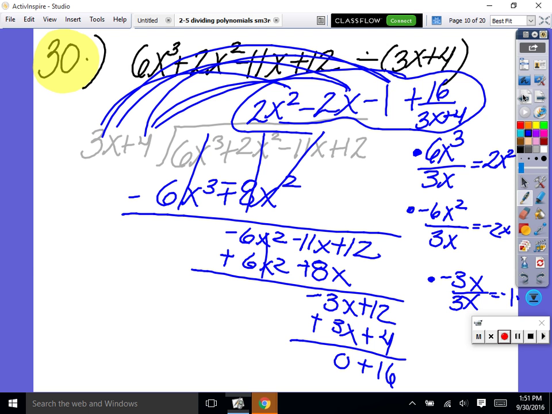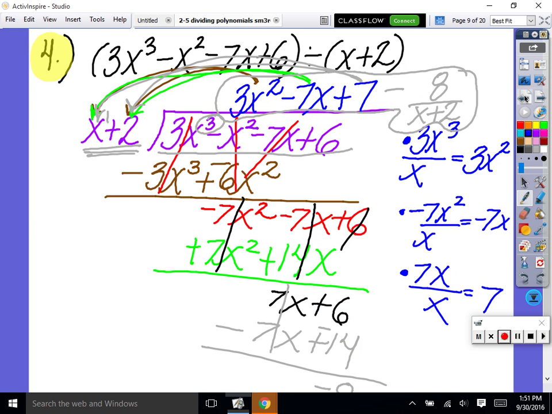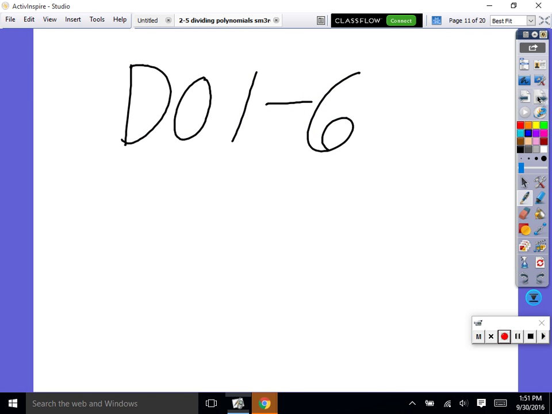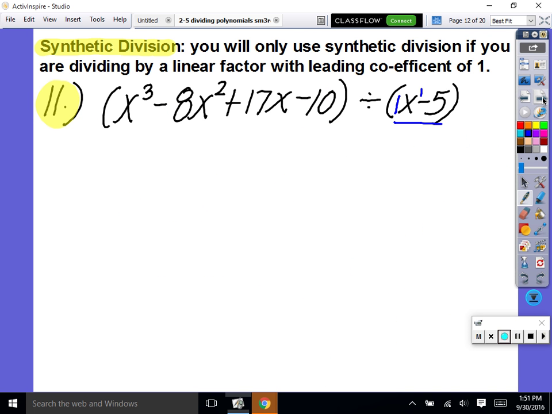So do you see why we would learn long division? Because we would not use synthetic division with this one. Okay, so that's why we learn long division. Long division works no matter what. If the leading coefficient is 3, that's fine. If the leading coefficient is 1, that's fine. However, synthetic division is only good to use if your leading coefficient is 1 and it's linear. Okay, so it's a different process, but it's way quicker than long division.